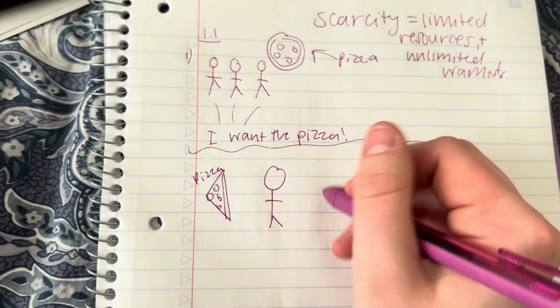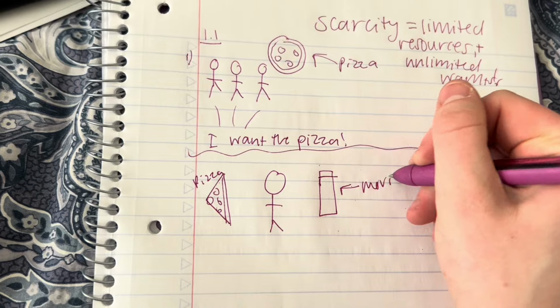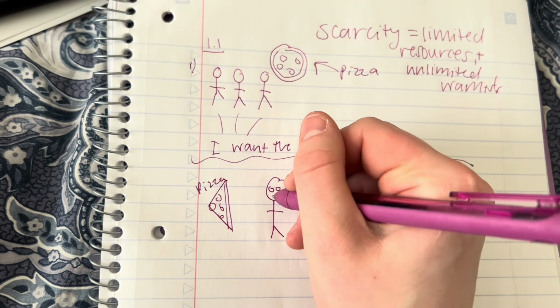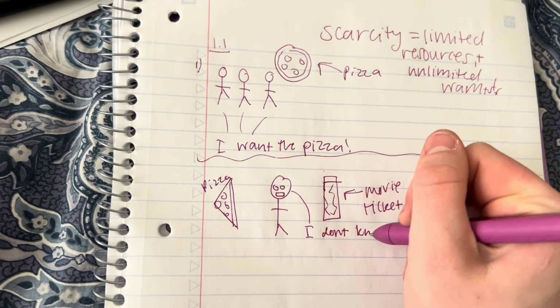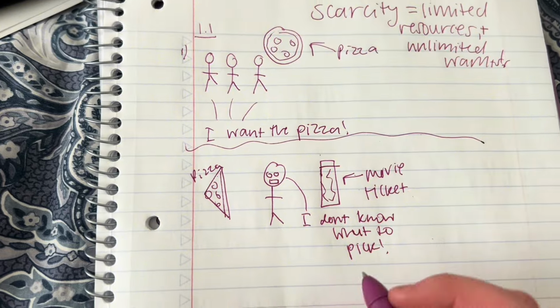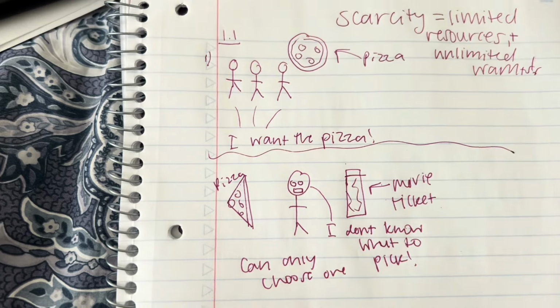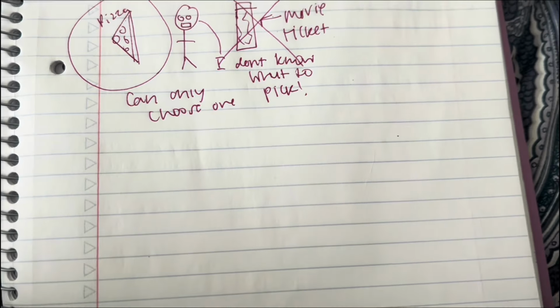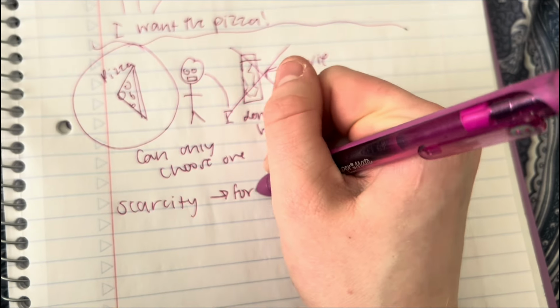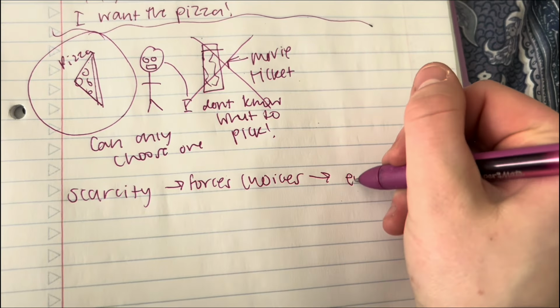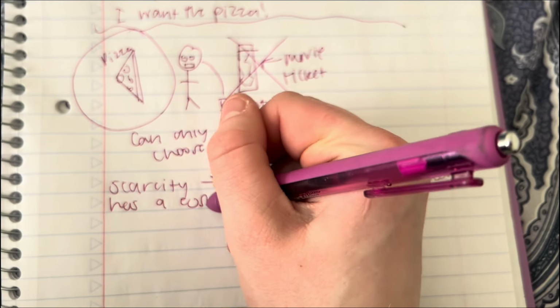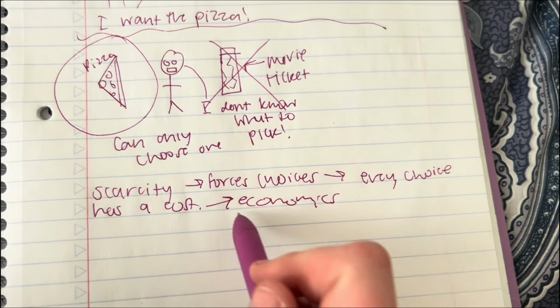This person has to choose between a pizza or a movie ticket, and they can only choose one. That's when opportunity cost comes in. It's the next best thing that you give up. So if they choose pizza, the movie is the opportunity cost. So, scarcity forces choices, and every choice has a cost. That's what economics is, the study of how people make choices because of scarcity.